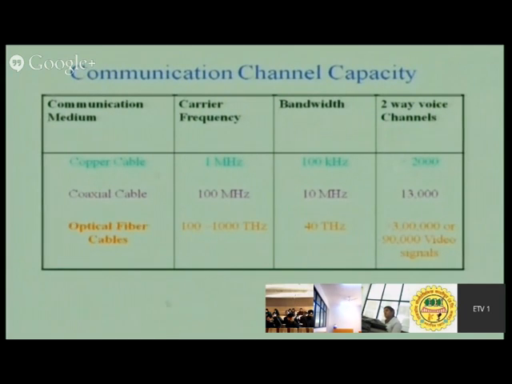Similarly, coaxial cables work around 10 megahertz. So around 1300 telephones can be put over a single coaxial cable. On the other hand, if you look at optical fiber cable, it works at around 40 terahertz. So more than 3 lakh telephones can be put over a single optical fiber. More than 90,000 video signals can be put over the optical fiber.